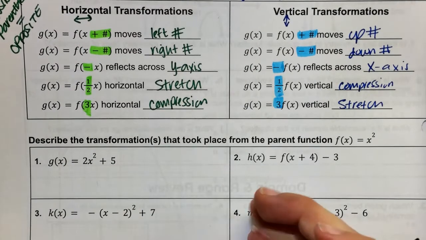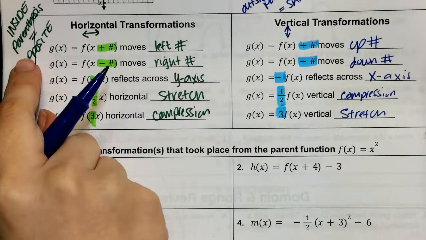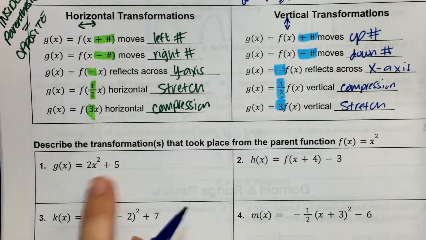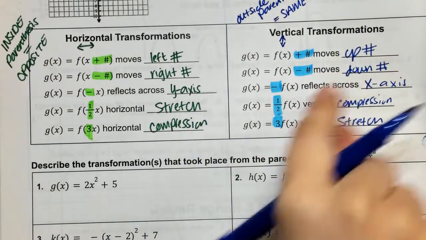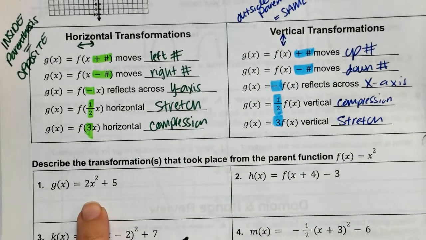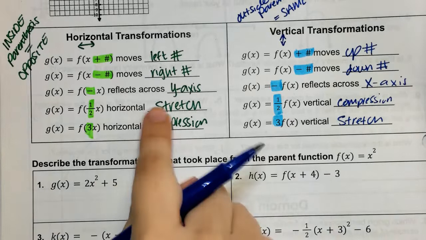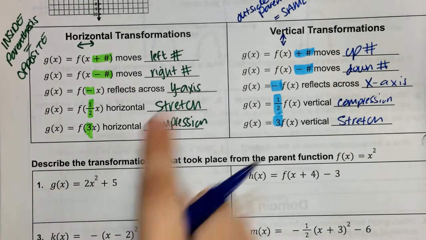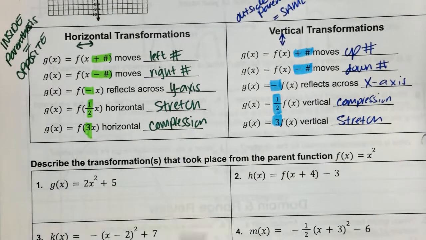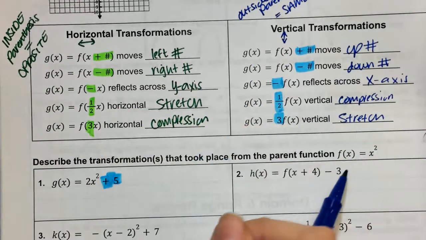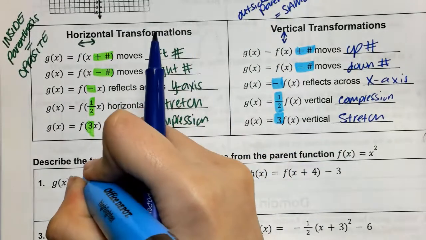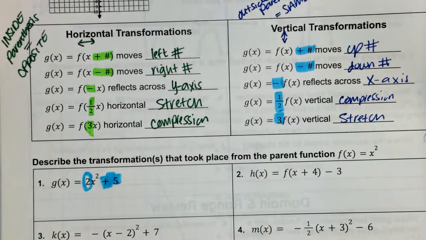Notice there are no parentheses at all. So we're talking about inside the parentheses, outside the parentheses. But for example 1, there are no parentheses. That means you're only working with vertical transformations. If you do not see parentheses, that's because there's no horizontal transformations, nothing happening inside. So you're only looking at things outside. So you see a few things. You see that I'm adding 5 right here. And you see that you have a 2 in front.